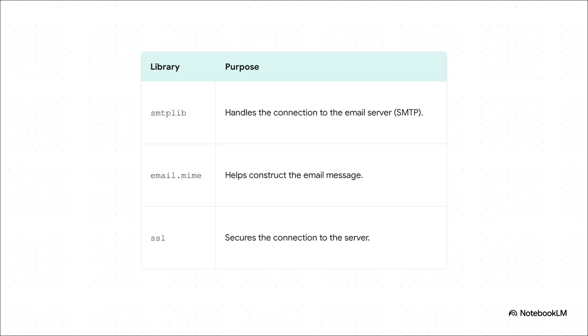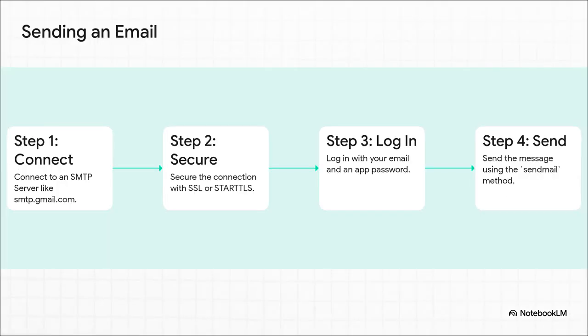Then you have the email.mime package, which is kind of like your digital stationery. It helps you build the actual message, everything from the subject line to the body. And finally, ssl is your security guard, making sure that connection is encrypted so your login info and your message stay totally private. The whole process really just breaks down into 4 simple steps.